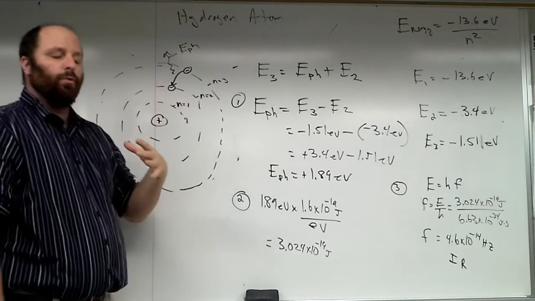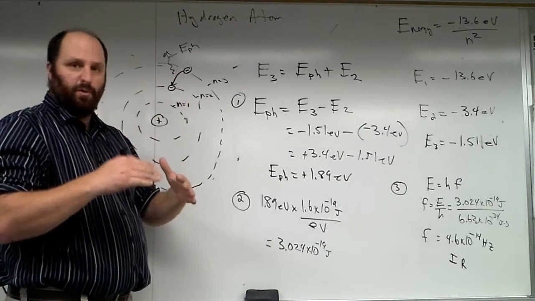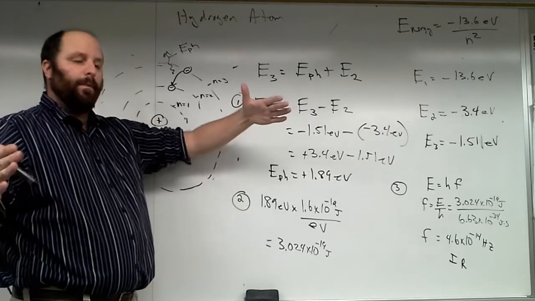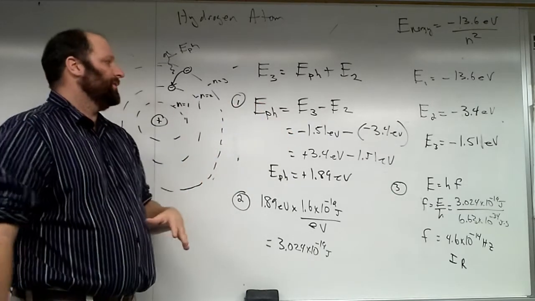a photon, right? Because as a rule of thumb, if electrons absorb photons, they absorb their energy and they move up to higher energy levels. If they give up photons, the electrons are losing energy, they're moving towards lower energy levels.